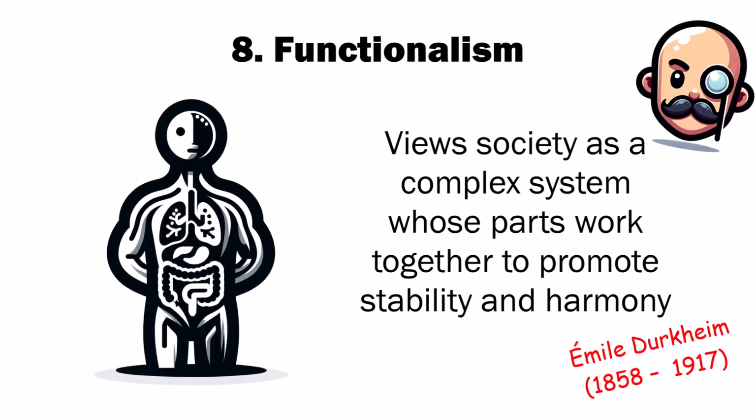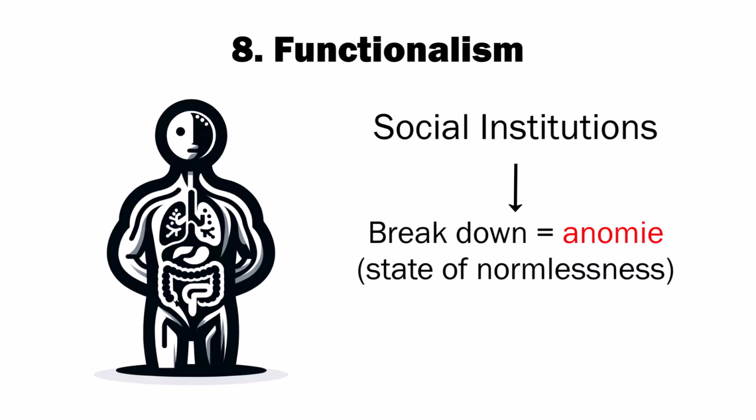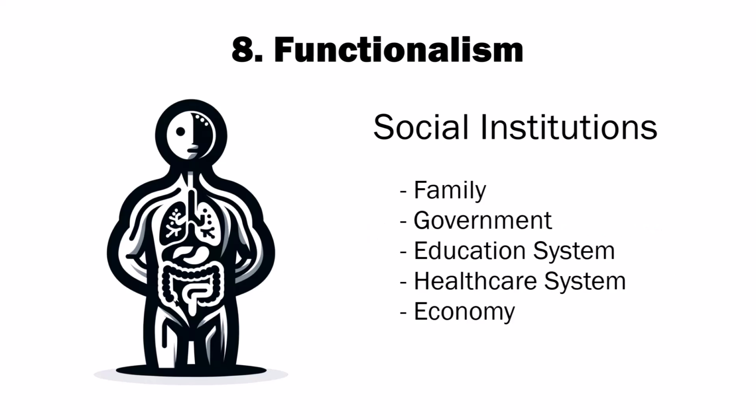I just mentioned Emile Durkheim, so let's look at a key theory of his in sociology, which was called functionalism. Durkheim spent a lot of time talking about how society keeps itself together, maintains stability, and promotes peace. He came to see society as a complex system whose parts work together to promote stability and harmony. Each part of society, known as a social institution, has an important role. If one social institution breaks down, we may fall into a state of social dysfunction and normlessness, known as anomie.